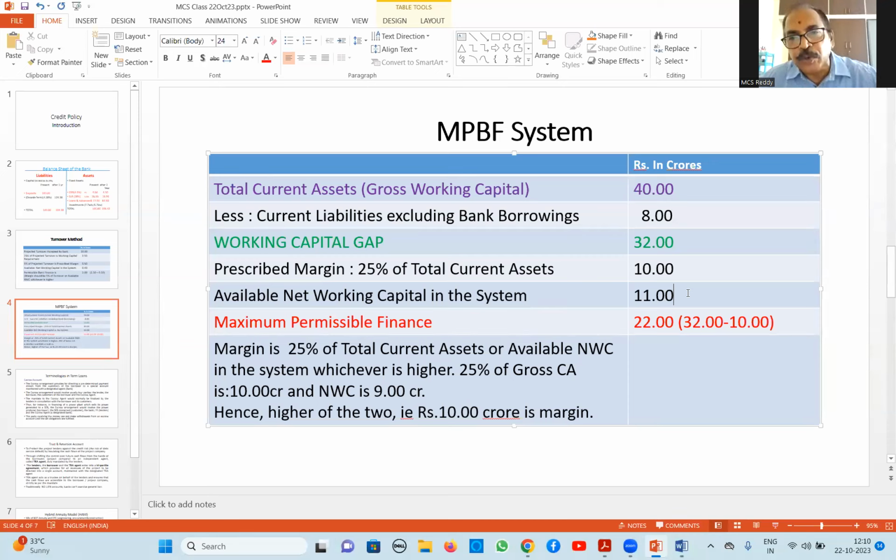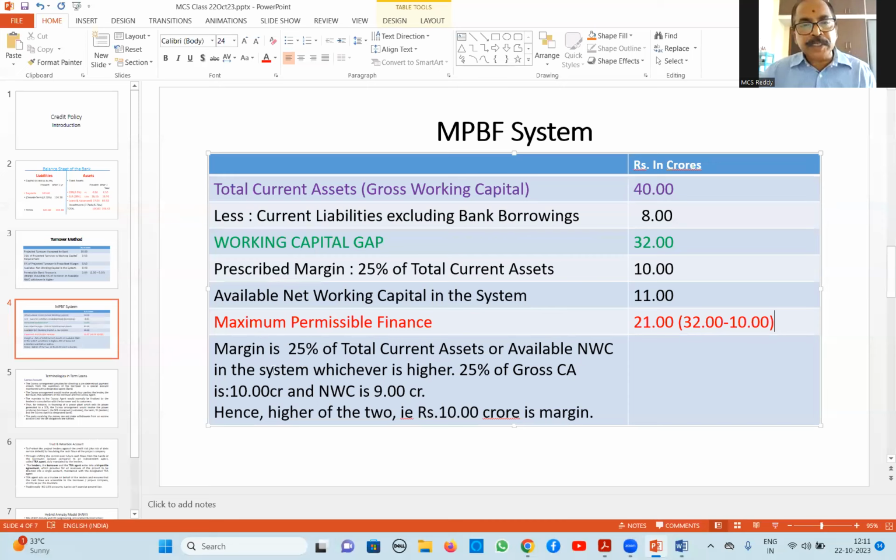Similarly, here also 10 crores is his requirement. The party says, I am already having 11 crores. You verify my balance sheet, 11 crores is available as net working capital, that is current assets minus current liabilities. 11 crores is there. So 32 minus 11, here comes your 21 crores. This is how we arrive at maximum permissible bank finance, right?